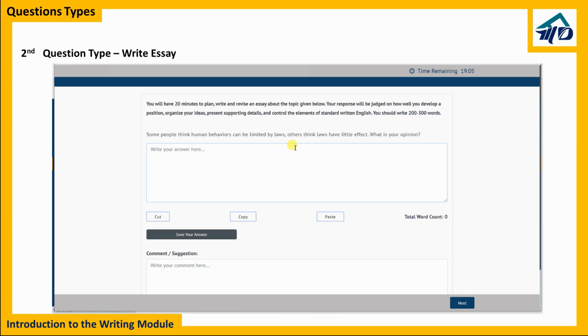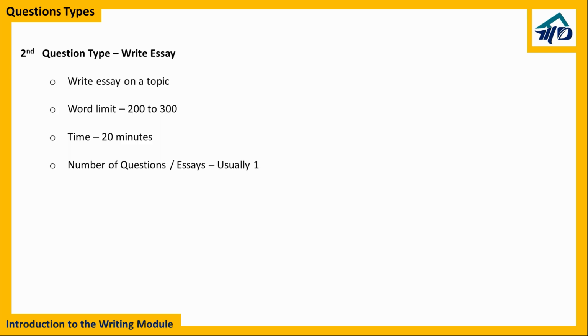So if you are getting 2 summarize written texts and 1 essay, your total duration of the writing exam would be 40 minutes. If you are getting just 1 summarize written text and just 1 essay only, then overall it would be your 30 minutes. So duration depends on the number of your questions. So this is how you are going to get questions in the main exam.